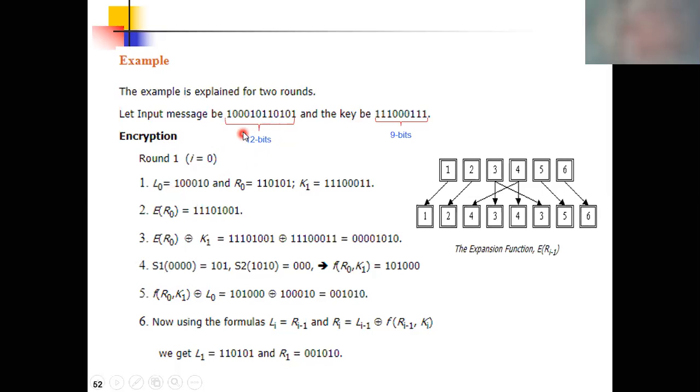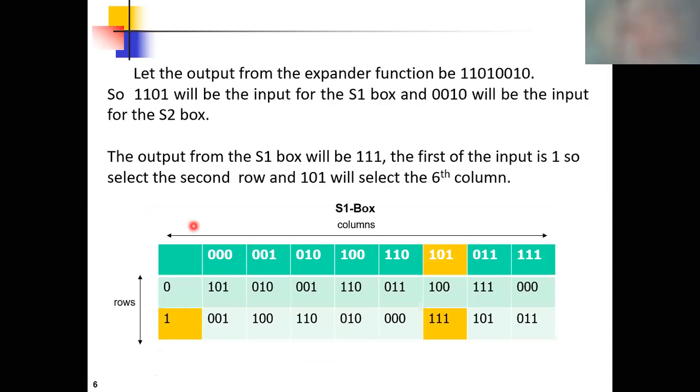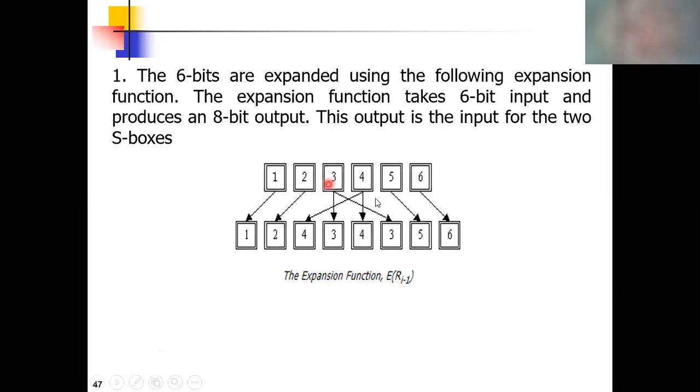So I just divide this 12 bits into two blocks of 6 bits, that is L naught and R naught. Key one is of 8 bits. I just drop one bit and I can take K1, that is the key for the first round. What the expansion function does with R naught, I have discussed in my lecture here in slide 47.